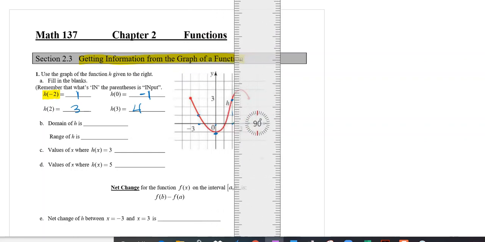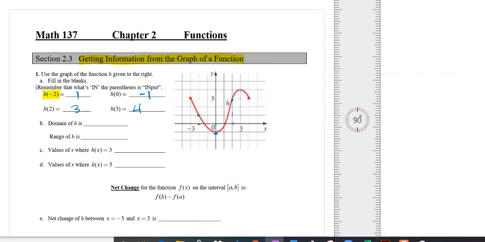Past that point, there are no points on the graph corresponding to x values. So the domain is the interval -3 to 4. Starts here, and you keep getting points until you get to here.